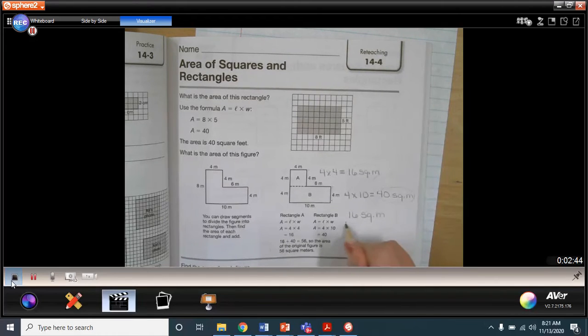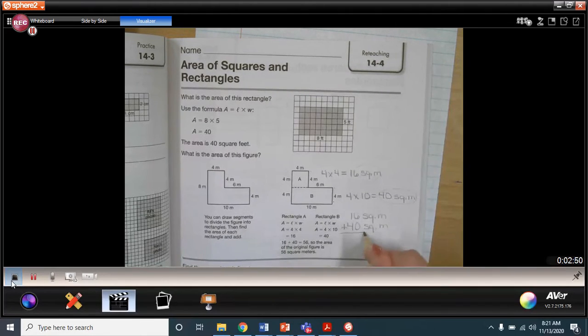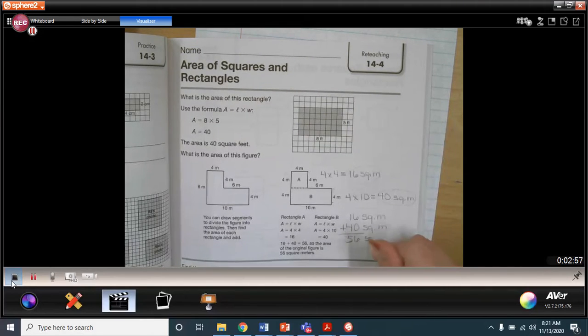So I know that 40 square meters and 16 square meters: 40 and 10 is 50, and 6 more is 56. I have 50 square meters in this figure.